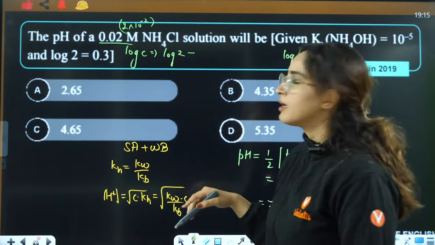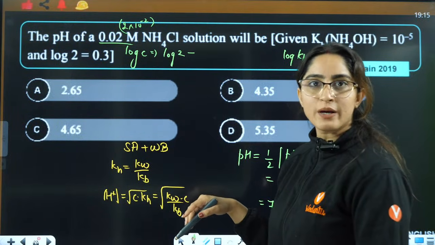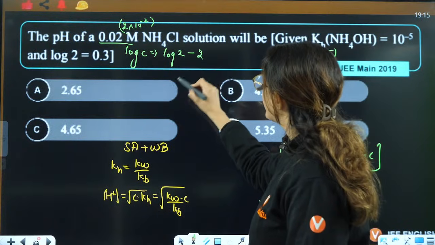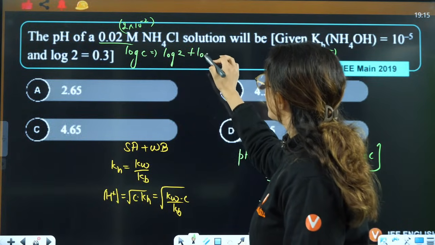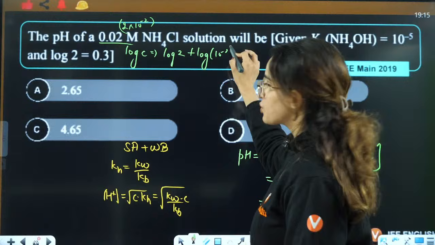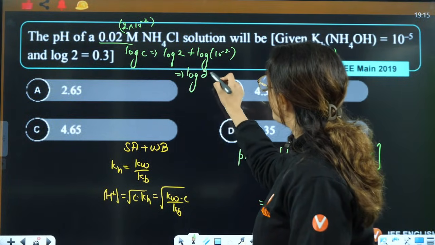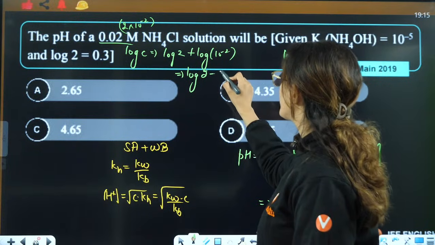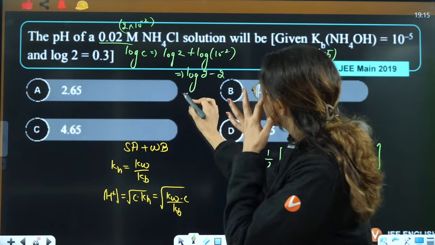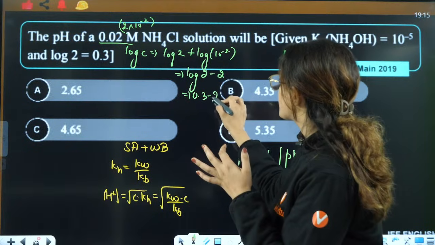plus log 10 raised to power minus 2, that will be minus 2 here. You can put it here, log of 10 raised to power minus 2. That is nothing but minus 2. So it will be log of 2 minus 2. Log of 2 is nothing but 0.3, minus 2.